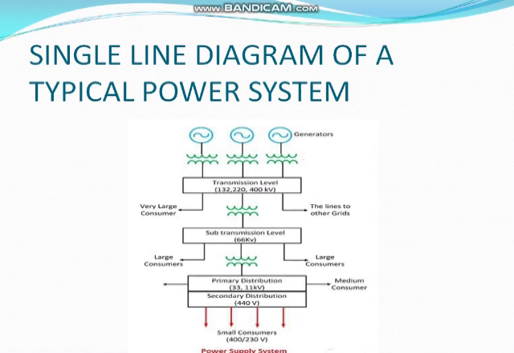And after that, the 11 kV voltage is stepped down to 400 or 440 or 415 volt. This is known as the secondary distribution. The previous one is the primary distribution, and this is the secondary distribution. And this 415 and 440 volt is supplied to the small workshop where induction motors are used, and the 400 volt is supplied to the domestic household.